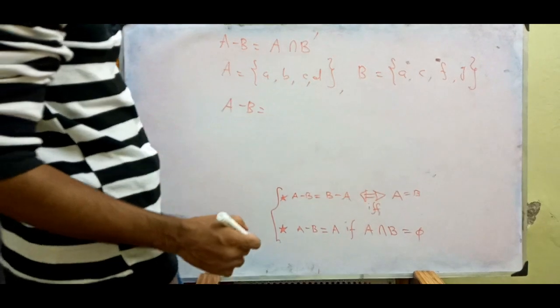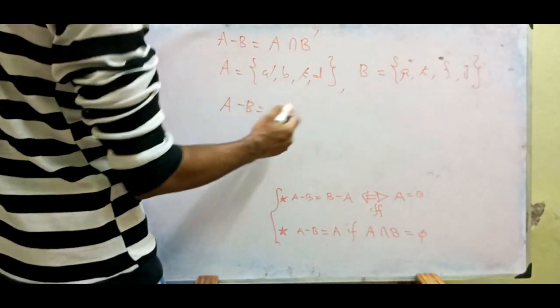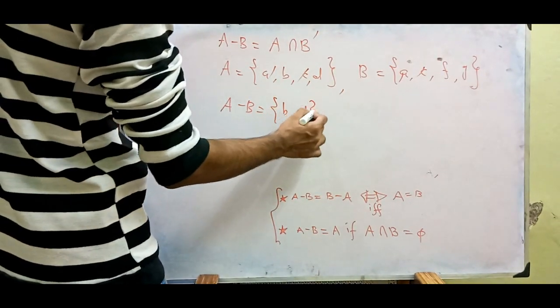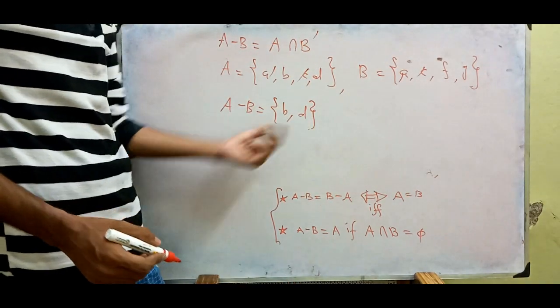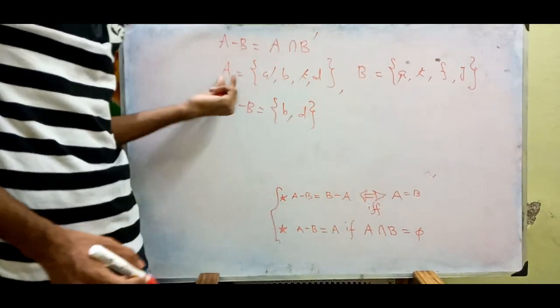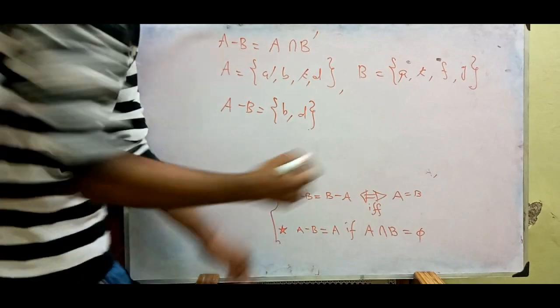A minus B is nothing but removing B in A. So we have to remove this part. A and c are removed. Only the part that remains is b comma d. Also, the B set does not contain any element from A. Only the remaining part in A should come here, because x belongs to A.